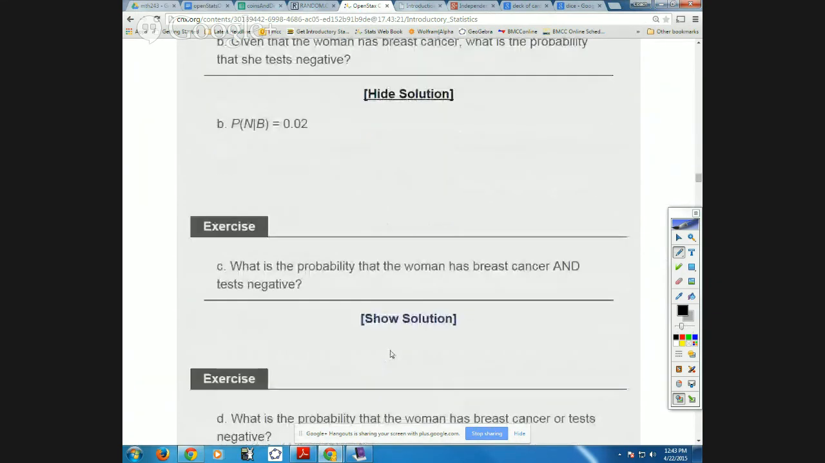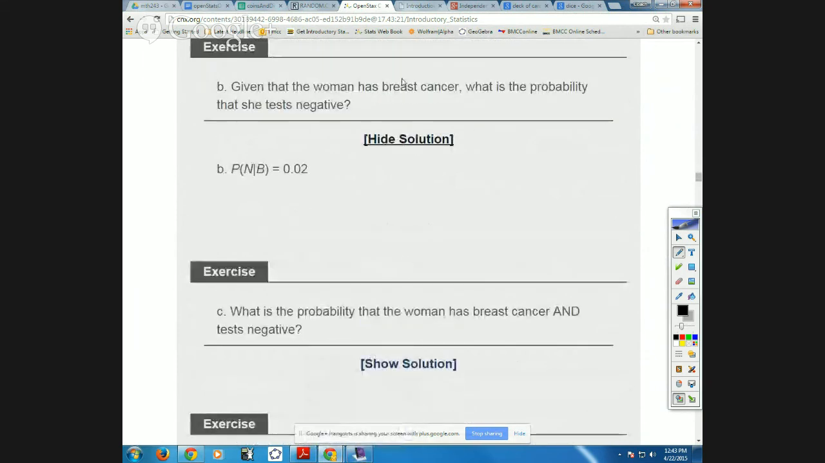All right, next. What is the probability that the woman has breast cancer and tests negative? Okay, so here's the tricky part. That kind of sounds like the one above. But again, this one says given. We already know they have breast cancer. So that changes what my denominator is. That changes the group of people I'm looking at. What is the probability that a woman has breast cancer and tests negative?